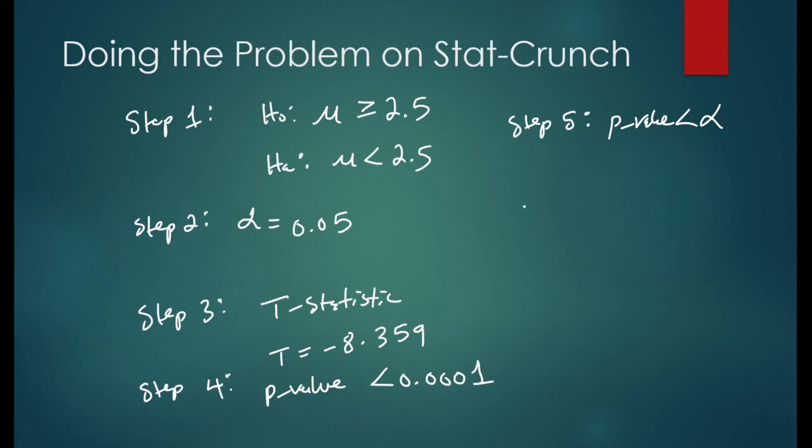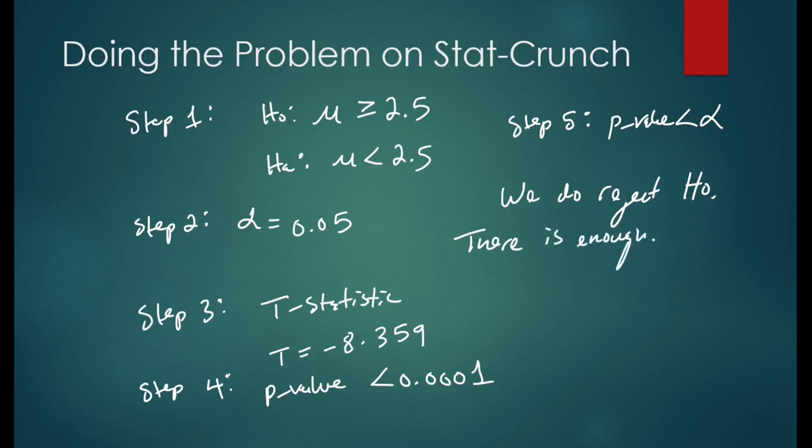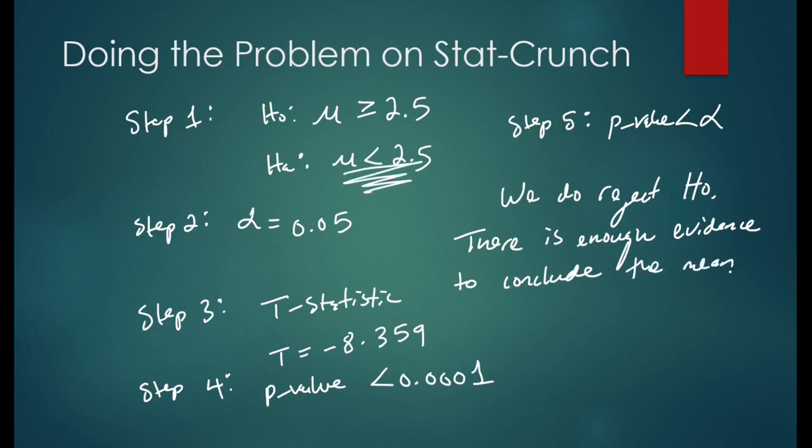Since the p-value is less than alpha, we do reject the null hypothesis. There is enough evidence to conclude, and remember, your conclusion is always in terms of HA, so we'll have to say the mean is less than 2.5 grams.